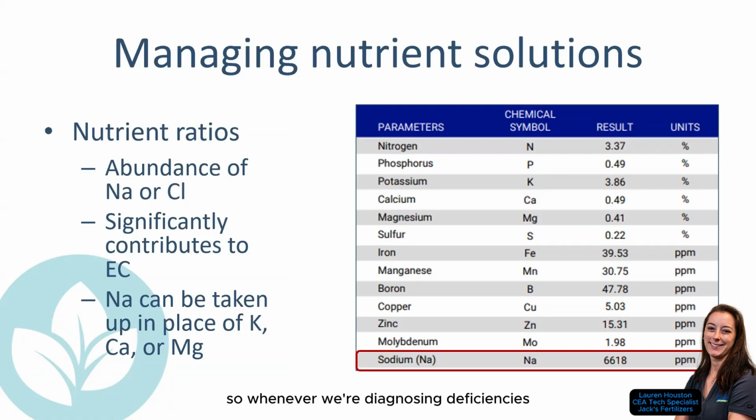So whenever we're diagnosing deficiencies, even if the nutrients that your plants need look like they're doing okay and they're about at the range that we would want them, I always double check the sodium level, because really high sodium in tissue is going to tell me that the plant is taking that up because it needs something else and it's not getting access to it.